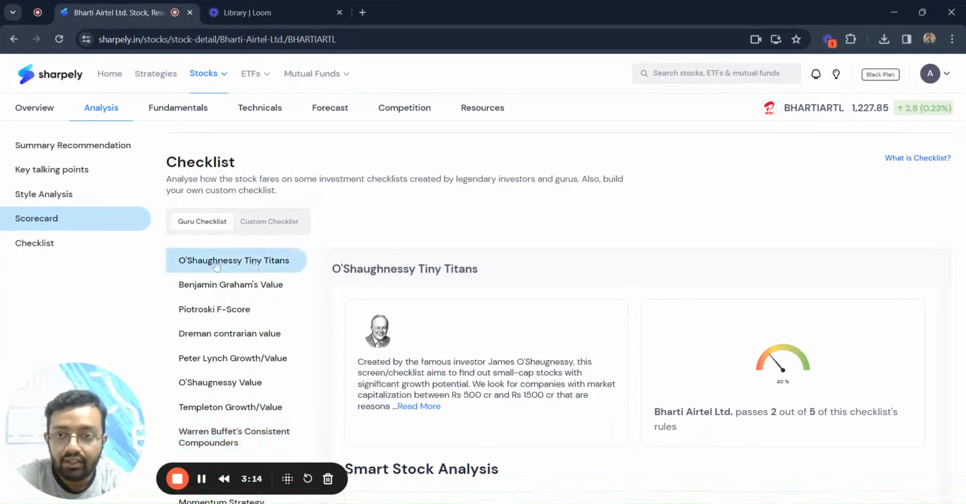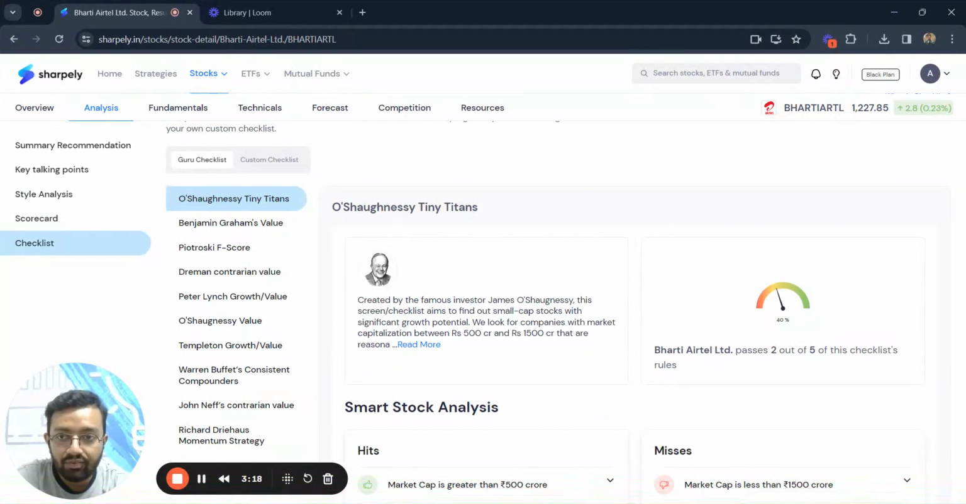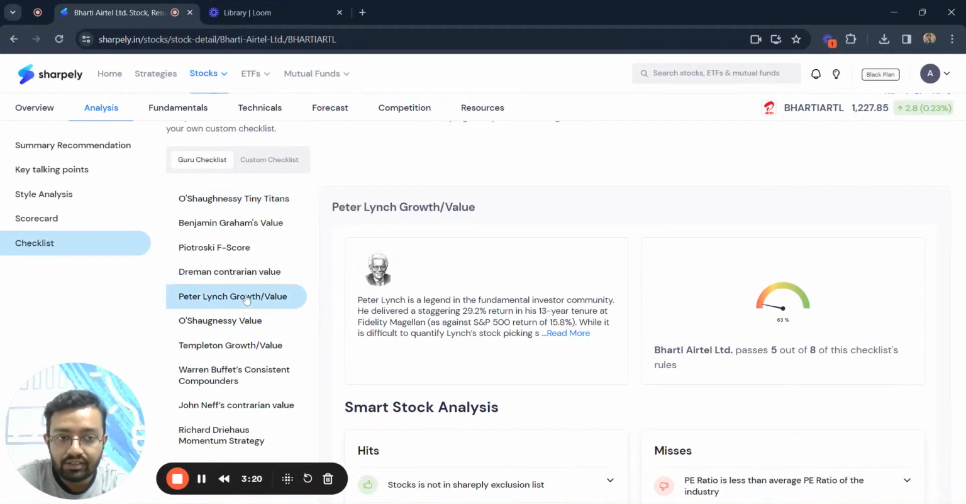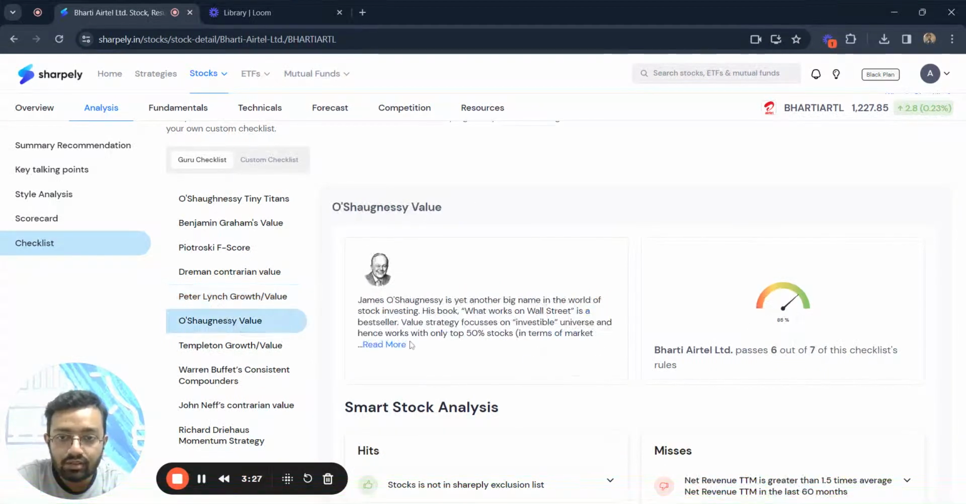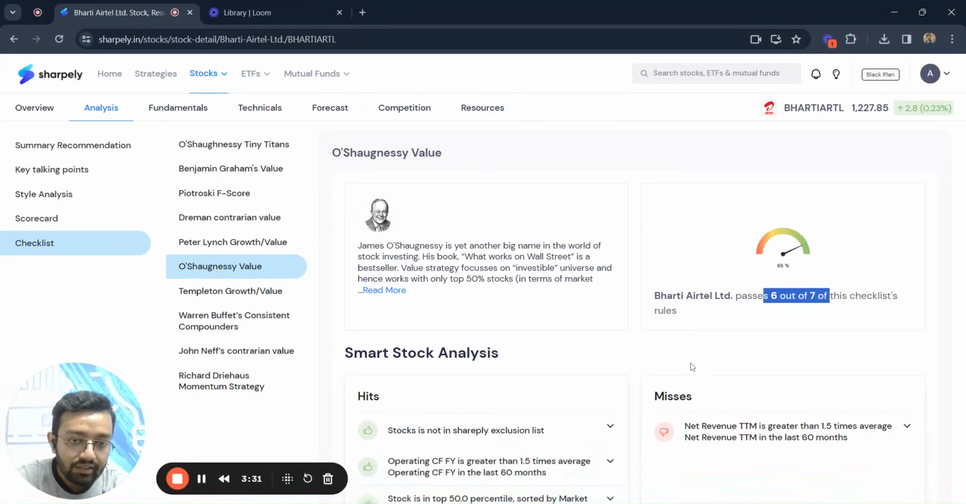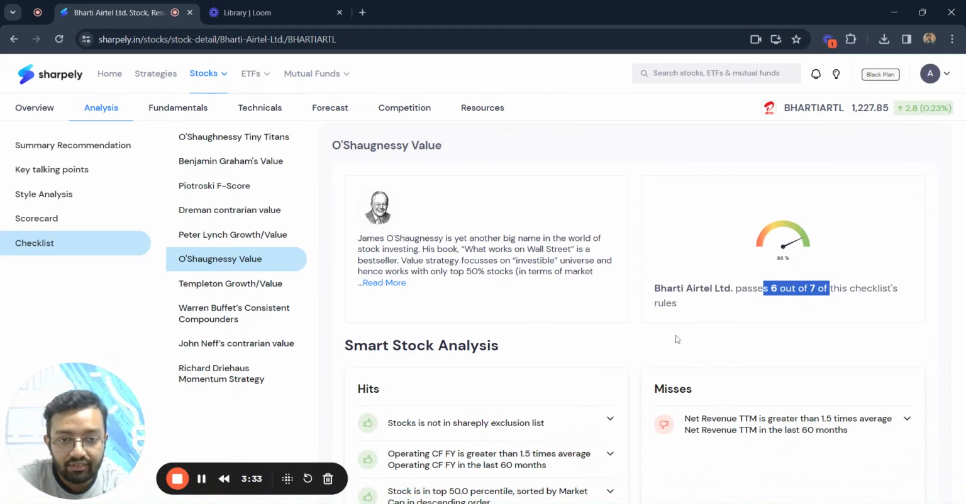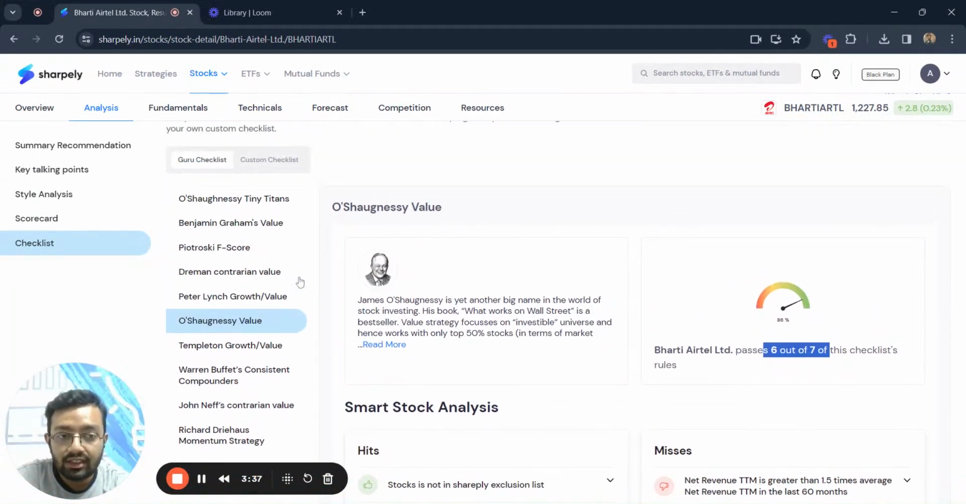So, if I see O'Shaughnessy's tiny titans, Bharti Airtel doesn't fit well. But if I say Peter Lynch's growth value framework, it fits decently. If I say O'Shaughnessy's value framework, then it fits really well. Like 6 out of 7 conditions are fulfilled by the stock as of now. So you can see in which of the legends' frameworks the stock fits in.